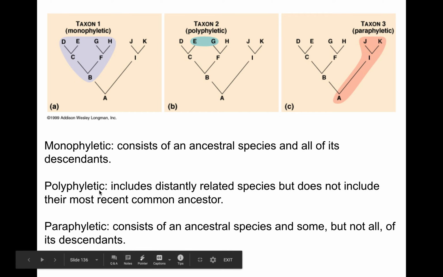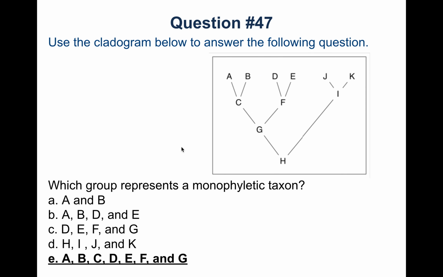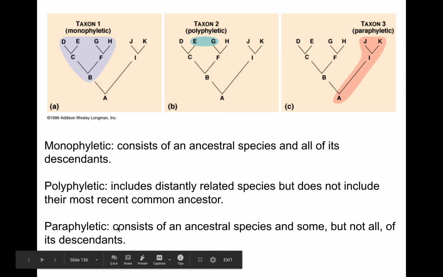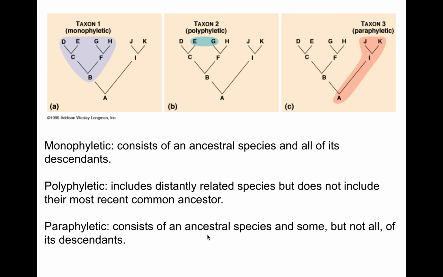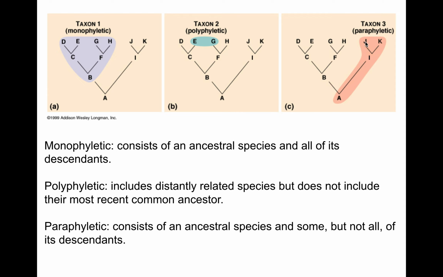You also have polyphyletic. This includes distantly related species, but does not include their most recent ancestors. For that, I would say distantly related maybe A, B, and then D, E, but it doesn't include their ancestors. Then you've got paraphyletic. This consists of an ancestral species and some, but not all of its descendants. Notice that it's going up one branch right here. A would be the ancestral species, but if you're doing all descendants, you would go in this branch as well, but you're only going on this side.